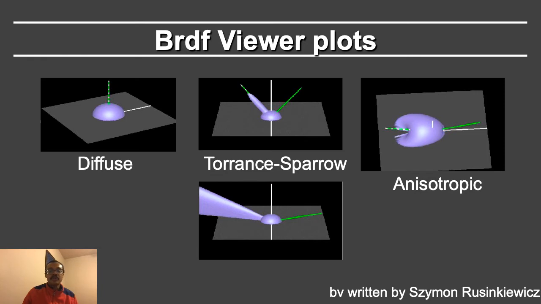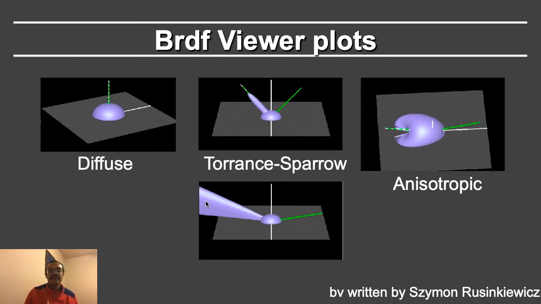My graduate school colleague Szymon Rusinkiewicz introduced this BRDF Viewer, where he was able to make plots of multiple different BRDFs. In this case, the diffuse BRDF is equal essentially in all directions. It's just a constant for the Lambertian BRDF. The specular reflectance models, Torrance-Sparrow is a very popular one, have a strong specular peak, and in fact towards grazing angles the specular peak is even more pronounced.